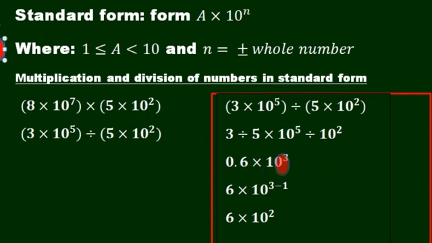But this number here is not in standard form. So what are we going to do? We are going to move our comma once, which is a negative 1, because the comma is moving from left to right, or this number is less than 1. So we are going to have 6 times 10 to the power 3 minus 1, because our comma has moved once there. So we subtract, and the final answer is 6 times 10 to the power 2. That will be our final answer there.